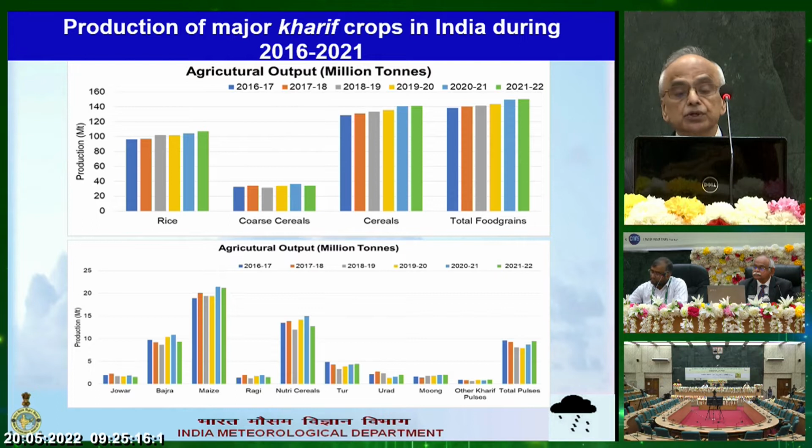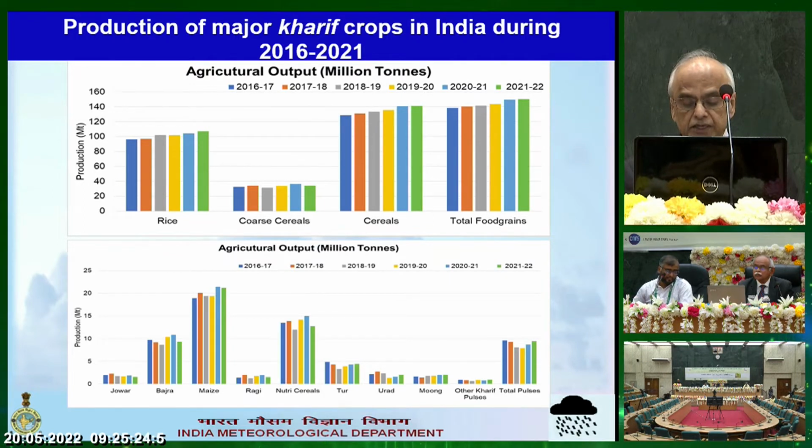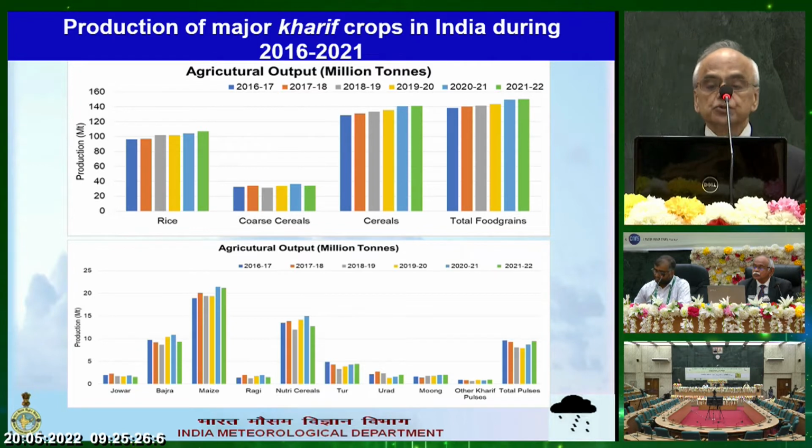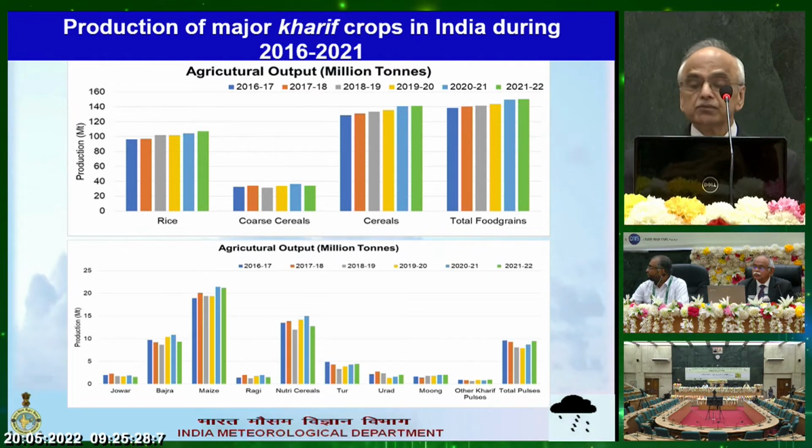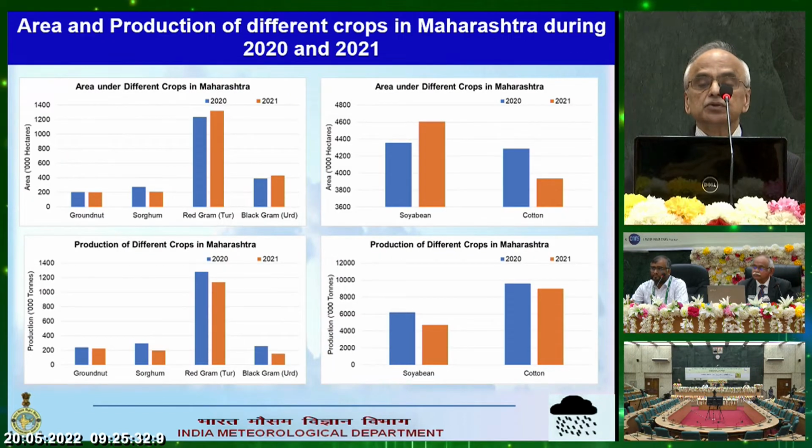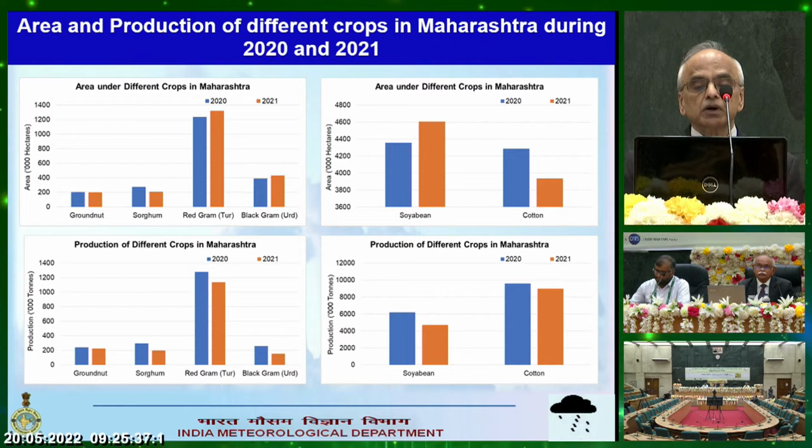So agriculture output is in millions of tons, and you could see here, for example, rice up to 100 million tons in 2021-2022, total cereals are 140 million tons, and total food grains are 160 million tons in 2021-2022. So this shows what is very important: during the rainy season, what action should be taken to ensure that we have these millions of tons of cereals available to the various people.